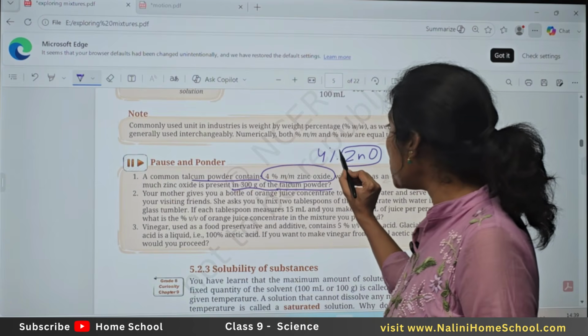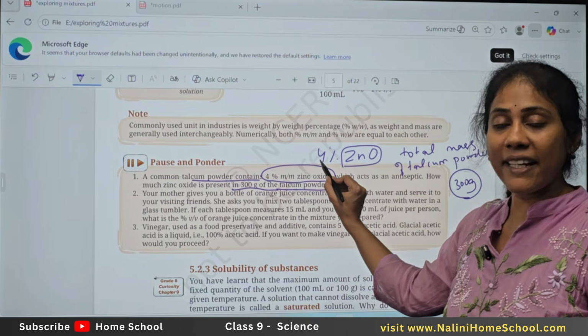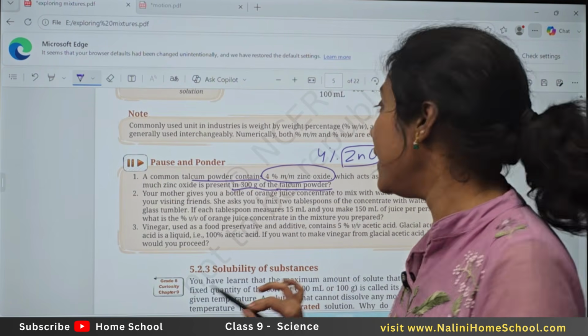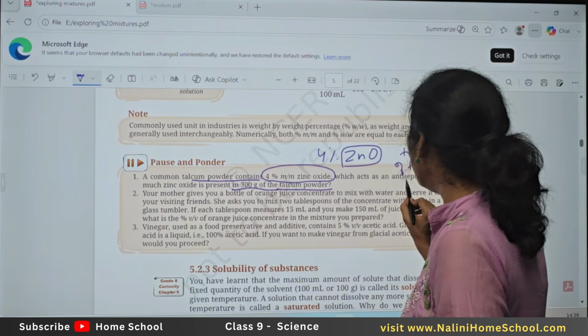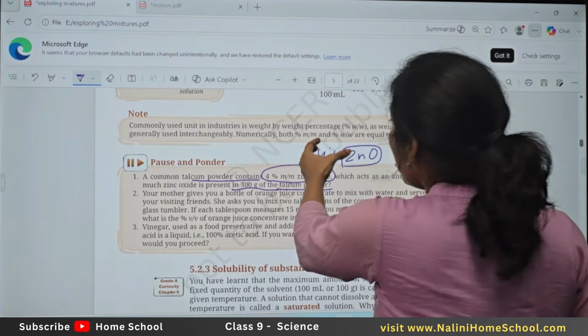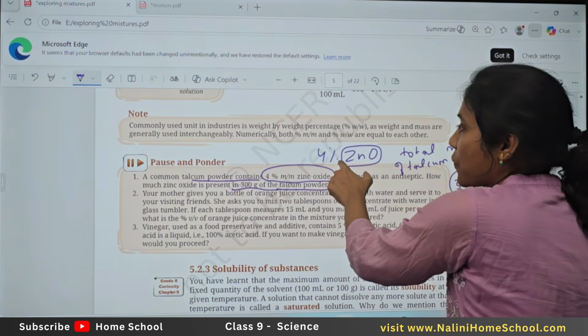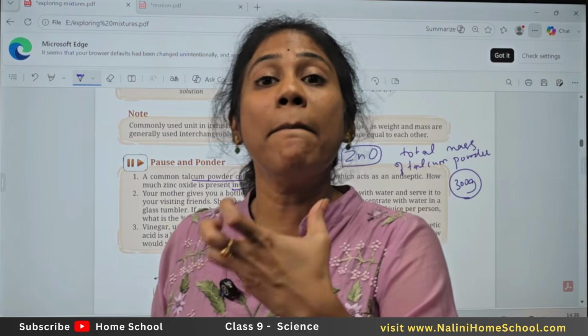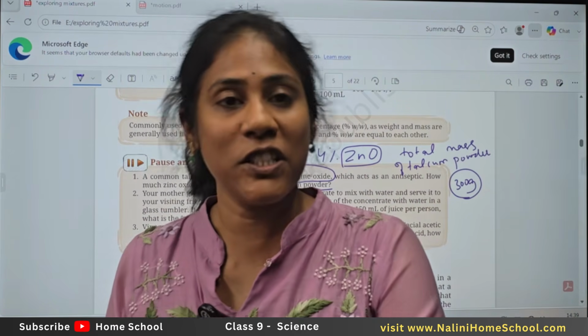Okay, how much percent of zinc oxide is there? They have given 4%, and they are asking how much amount of zinc oxide is there. You can't say it is 4%, so this is there in percentage form. They are asking you the mass of zinc oxide, how much is there.